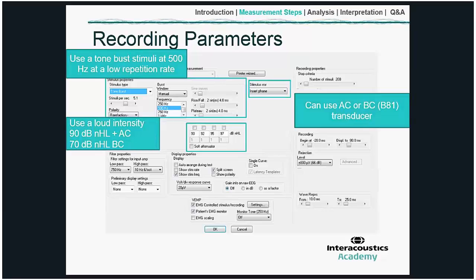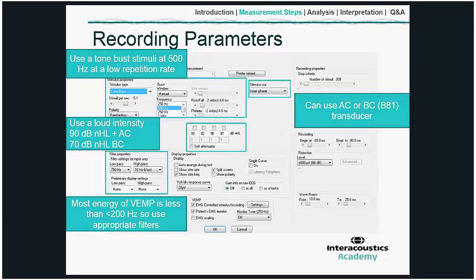In terms of intensity, as we saw previously, we need a loud sound, and we're going to focus on air conduction VEMPs today. So really above 90 dB NHL is going to be a good starting point for recording your VEMP. The VEMP itself is a very large deflection, so most of its energy is actually less than 200 Hertz. Just consider that when you're applying your filtering. We recommend a low pass filter of 750 Hertz and a high pass filter of 10 Hertz.